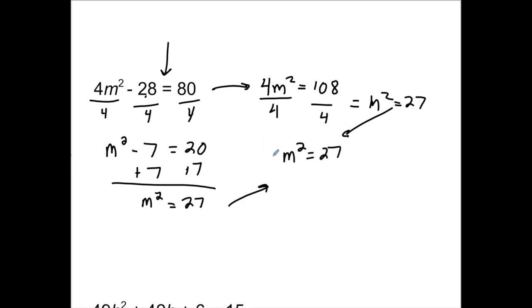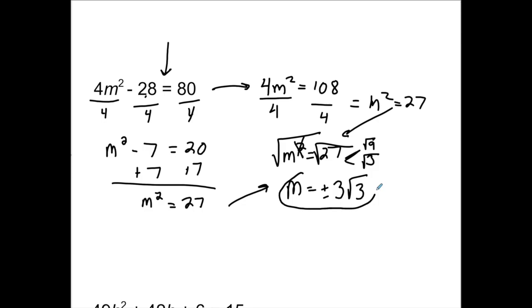So remember, when you have it alone, you take the square root to cancel out the m squared. That cancels the squared. And then you do the square root of 27. Now 27 is equal to 9 times 3. So the square root of 27 equals the square root of 9 times the square root of 3. So the square root of 9 is 3. We leave the square root of 3 as is. And then don't forget, you're going to put your plus or minus right in front of it. Okay?